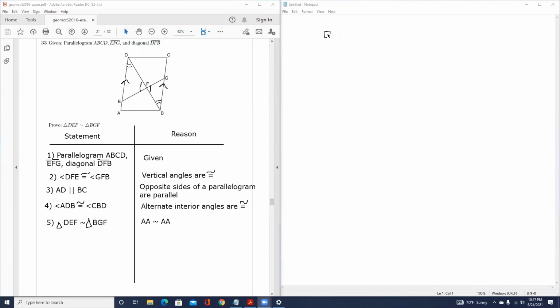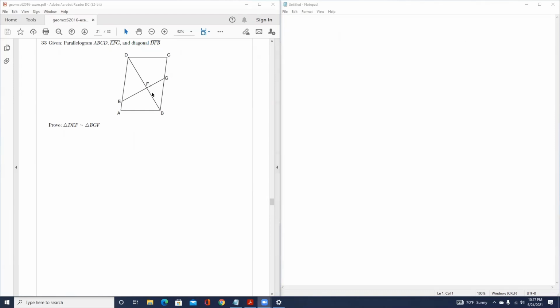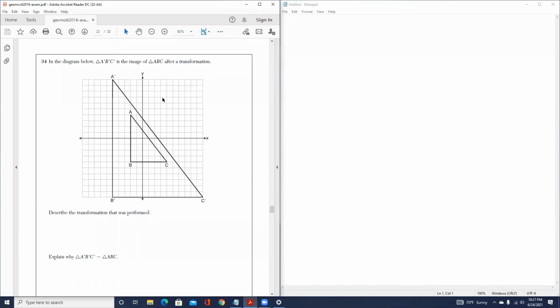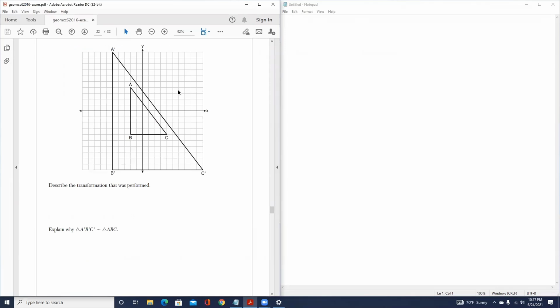So that is how you take care of question 33. Going on to question 34. In the diagram below, triangle A prime, B prime, C prime is the image of triangle ABC after a transformation. Describe the transformation that was performed.